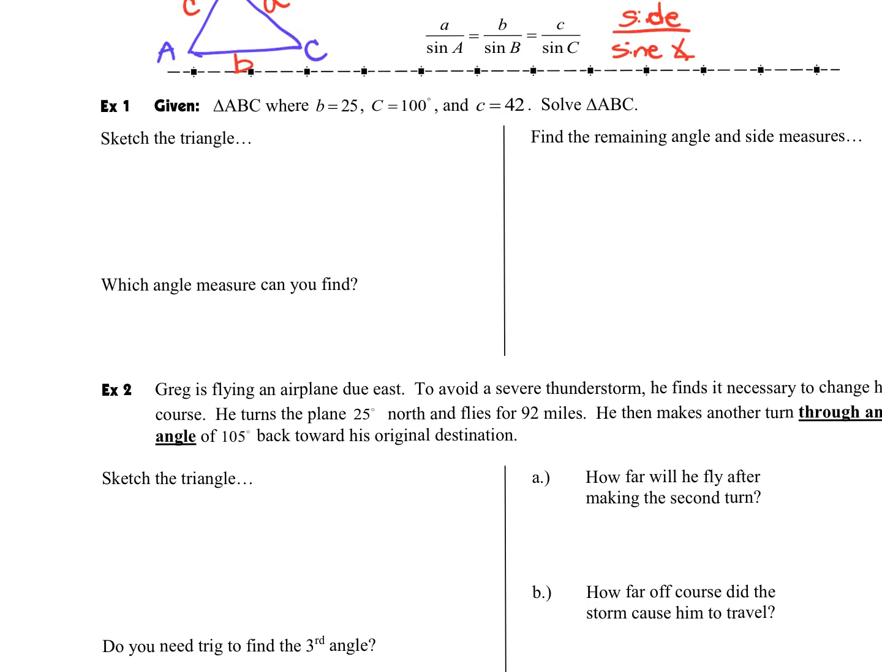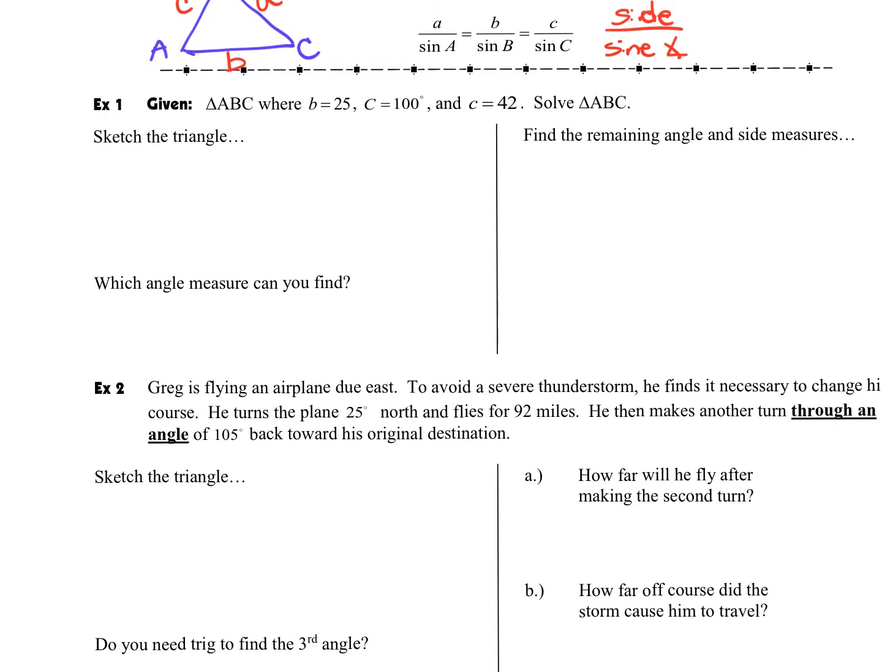So let's look at an example here. I've got this triangle here, and I'm going to first sketch the triangle. Okay. So I'm going to sketch my triangle and I'm going to say A and B and C, and it's going to tell me that side b is 25, so my 25 is going to go right here. And my C, notice I've got that 100, I'm going to put 100 degrees right here.